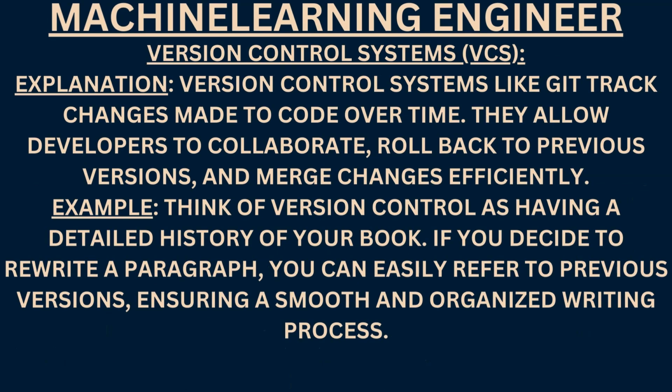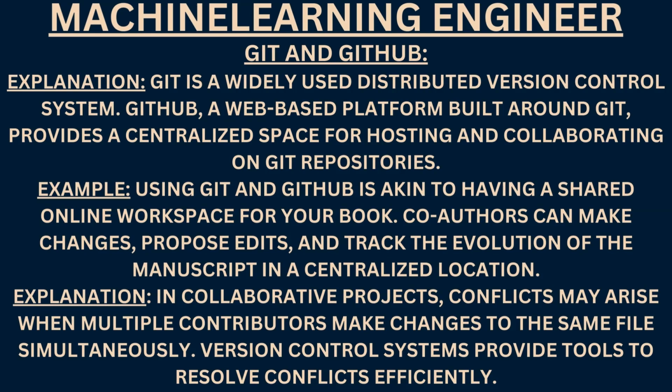Version control systems, VCS. Explanation. Version control systems like Git track changes made to code over time. They allow developers to collaborate, roll back to previous versions, and merge changes efficiently. Example, think of version control as having a detailed history of your book. If you decide to rewrite a paragraph, you can easily refer to previous versions, ensuring a smooth and organized writing process.